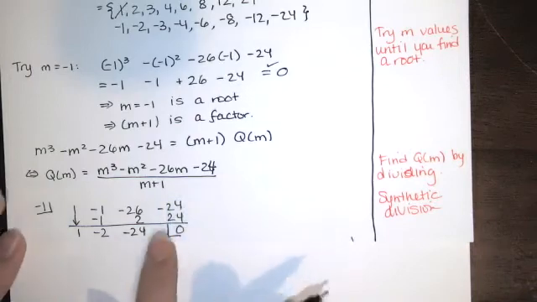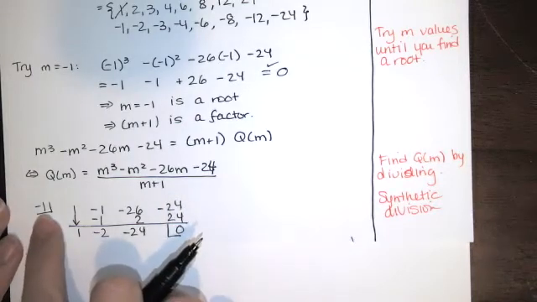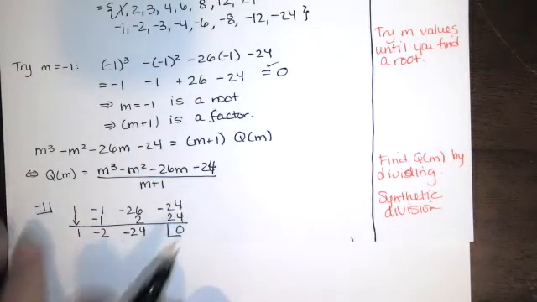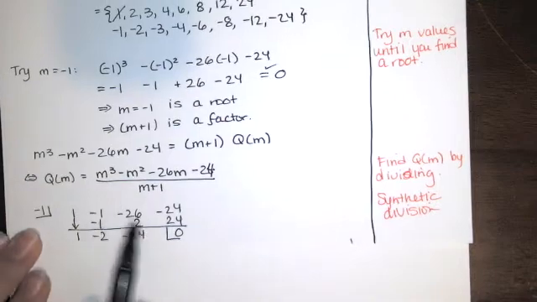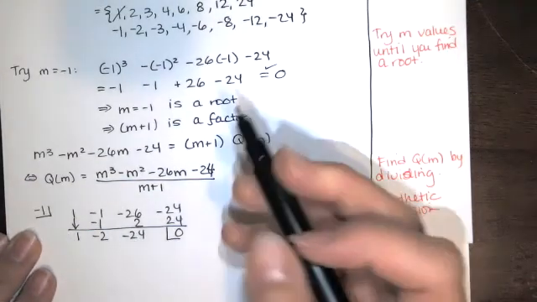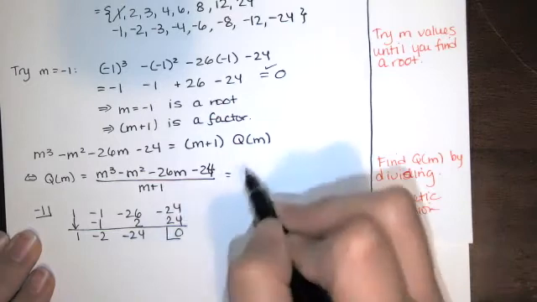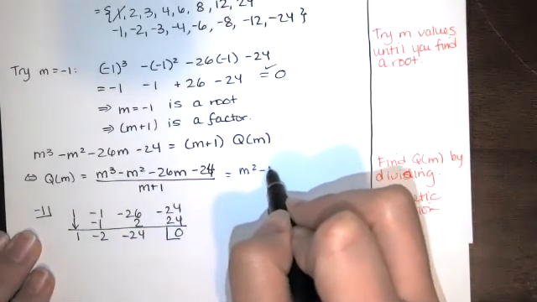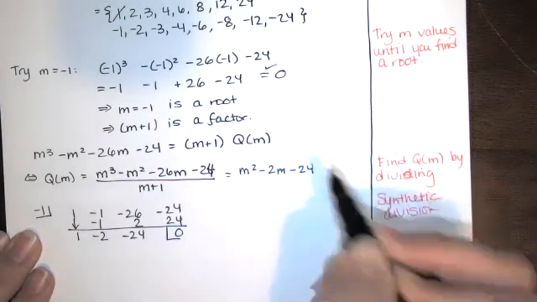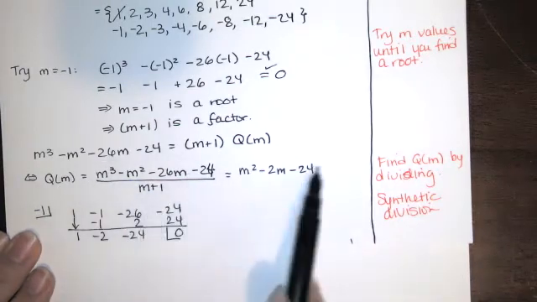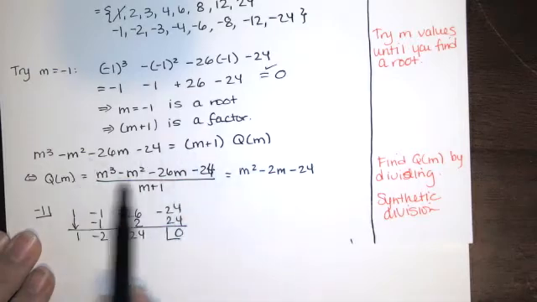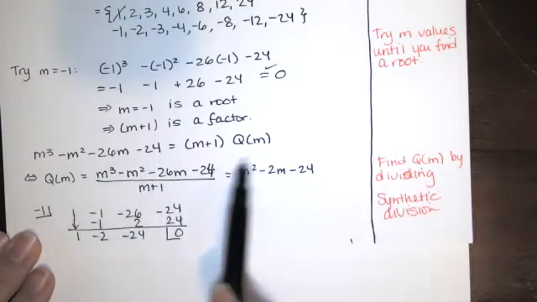And you should get a 0 there because m equals negative 1 was supposed to be a root, and that means the remainder should be 0. Okay, so I did get a 0, and that means these are the coefficients of the quadratic polynomial that's remaining. So we have 1m squared minus 2m minus 24 as our q. So this divided by this is equal to this. That means this cubic polynomial is m plus 1 times that quadratic polynomial.